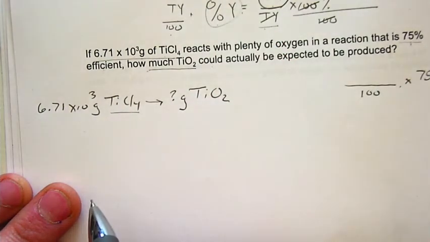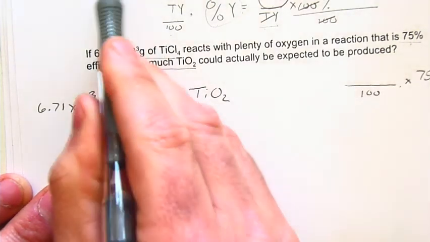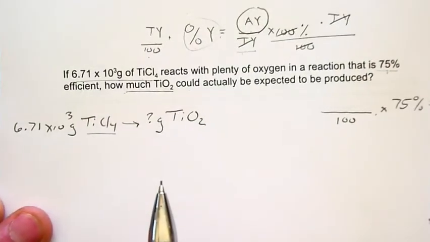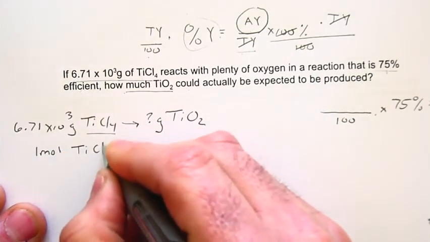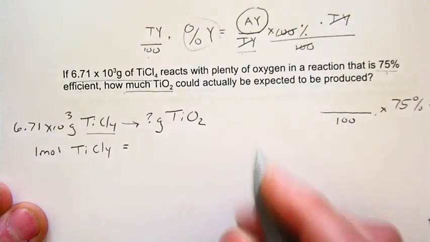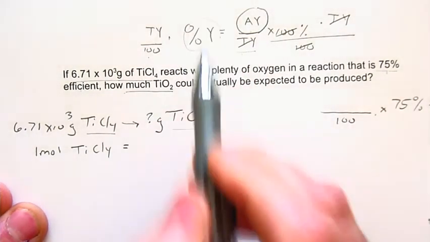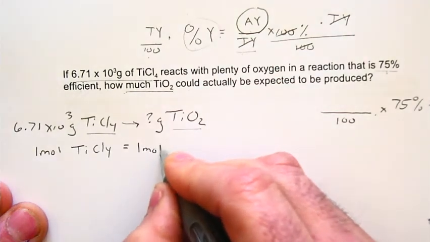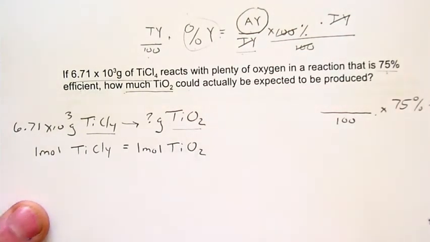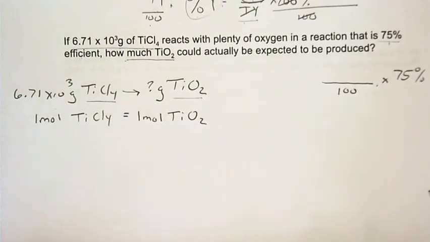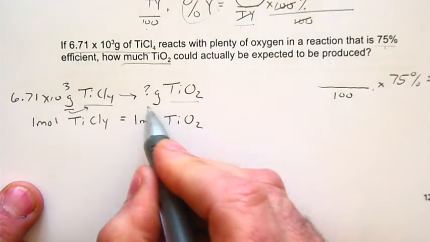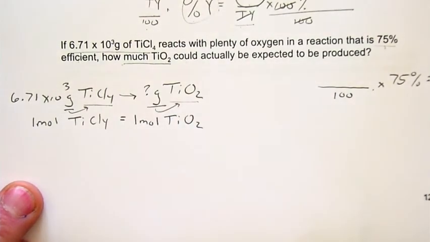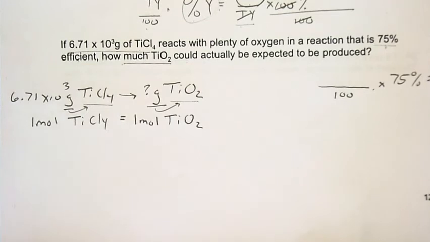The identity of our starting point is titanium 4 chloride. Coefficient in front of that is a 1. So for our mole ratio, we have 1 mole of titanium 4 chloride is equal to our endpoint, titanium 4 oxide, which also has a 1. So that is 1 mole of titanium 4 oxide. Now we need the molar masses. Because this is grams, we need the molar mass of titanium 4 chloride. And because that is grams, we also need the molar mass of titanium 4 oxide.